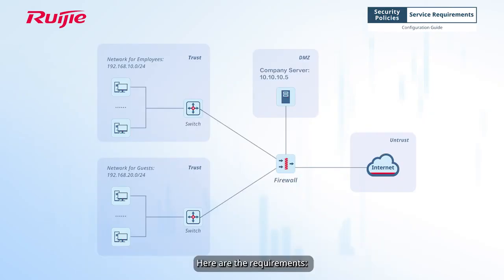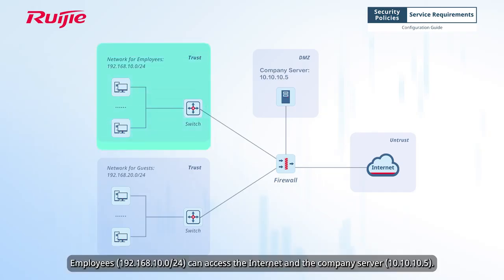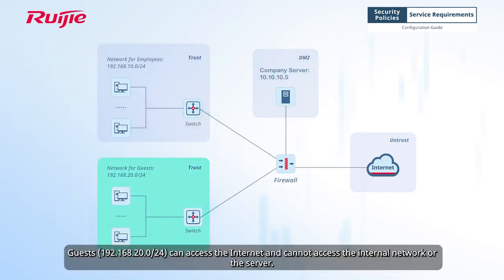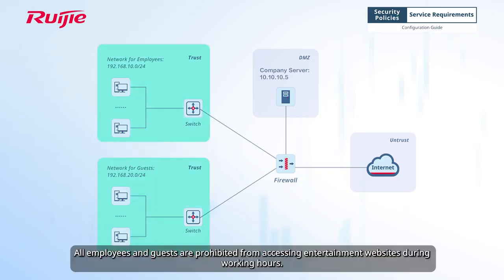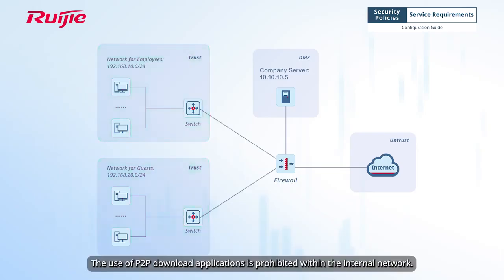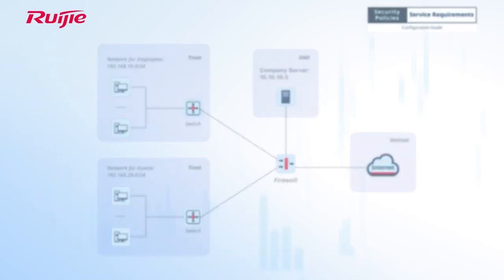Here are the requirements. Requirement 1. Network connectivity. Employees can access the internet and the company server. Guests can access the internet and cannot access the internal network or the server. Requirement 2. Security protection. All internet traffic must undergo AV and IPS detection. All employees and guests are prohibited from accessing entertainment websites during working hours. The use of P2P download applications is prohibited within the internal network.